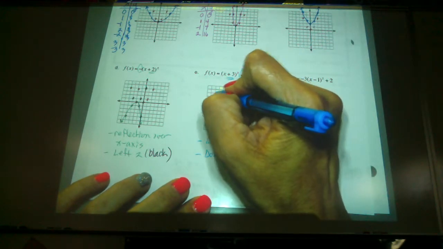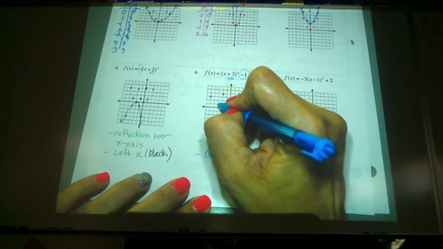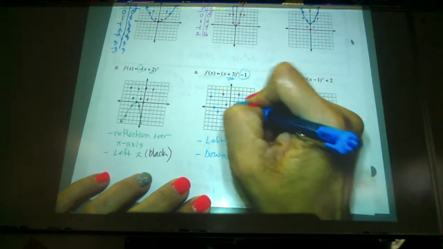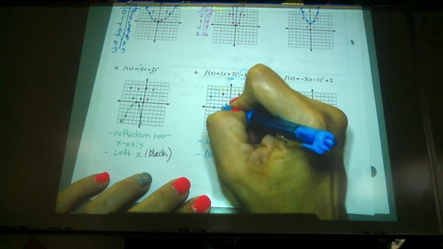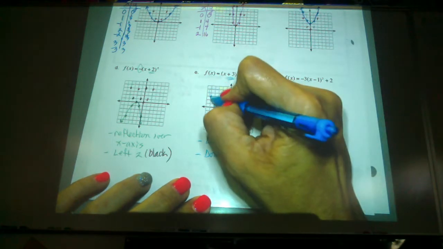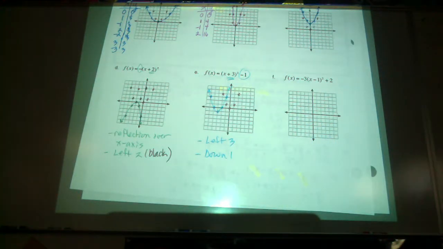So left 1, 2, 3, but down 1, plot a point. Left 3 and down 1. So it should still have symmetry. Shape should not have changed. The only thing that changes shapes are vertical and horizontal stretches.